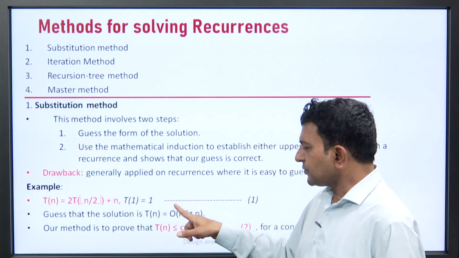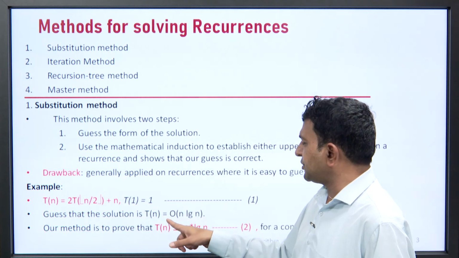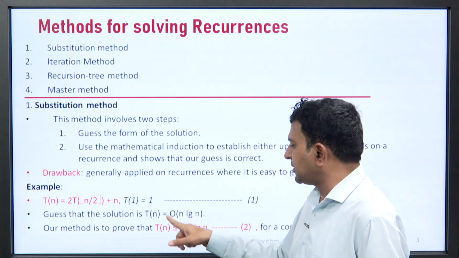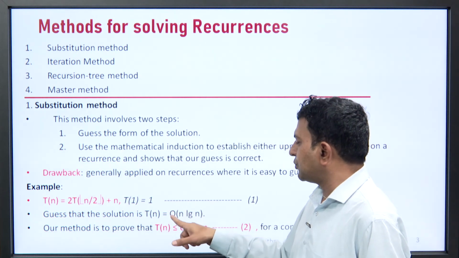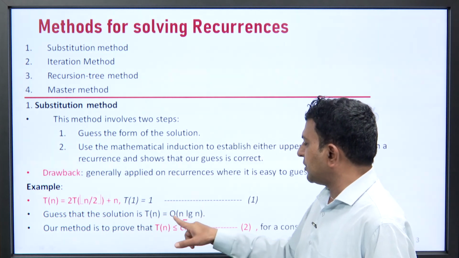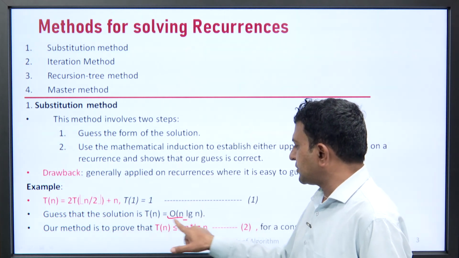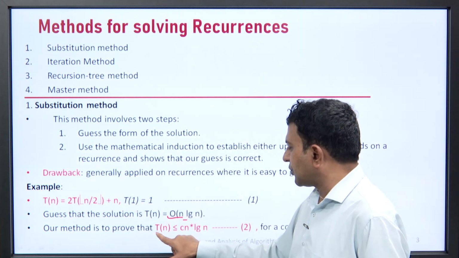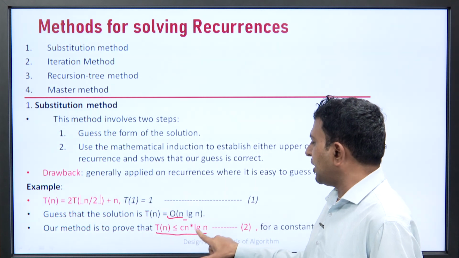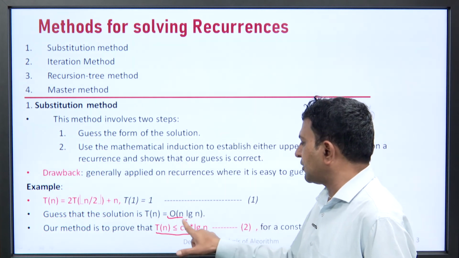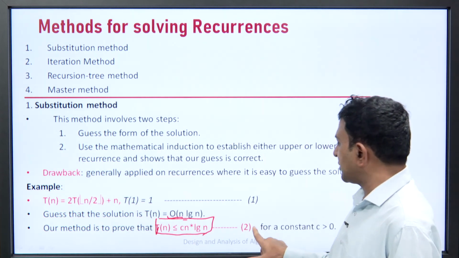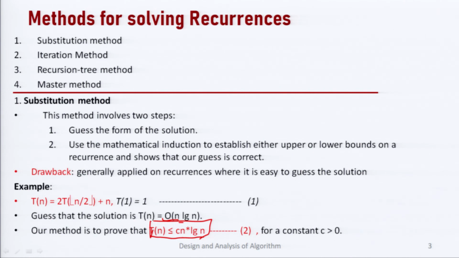Now here we are guessing that our solution is T(n) = O(n log n). If we omit the big O notation, we have to put a constant value C. By the definition of big O notation, this will hold when we have a constant such that T(n) is less than or equal to C n log n. So here we have multiplied by a constant C, and this condition should be satisfied. Now this is taken as equation number 2, and the previous is equation number 1.